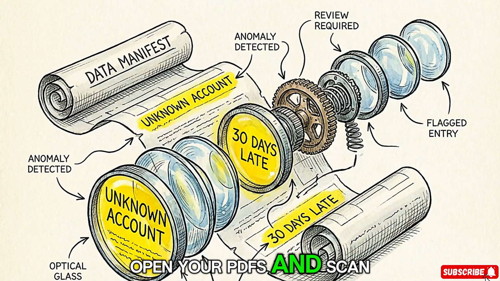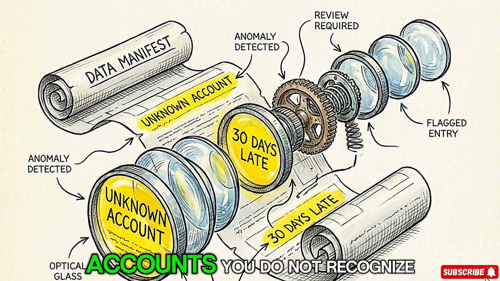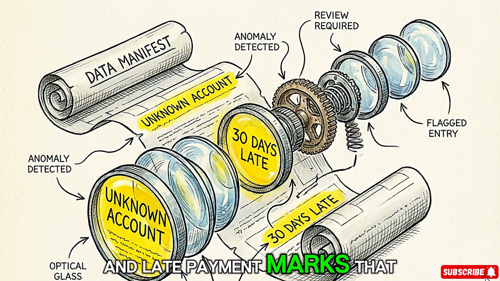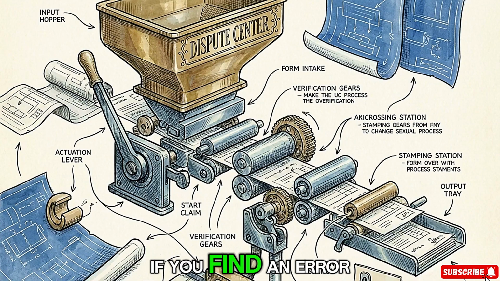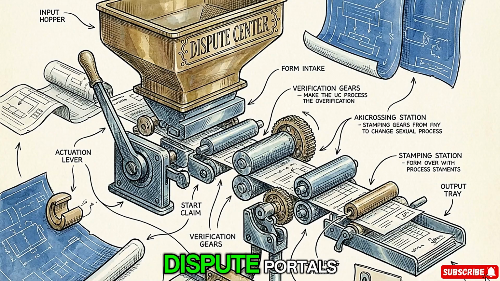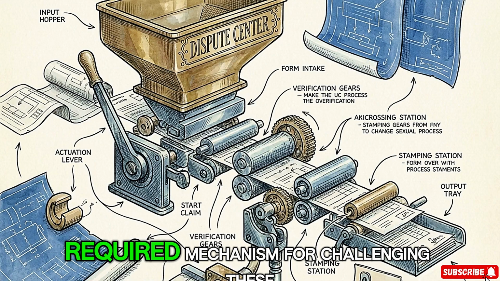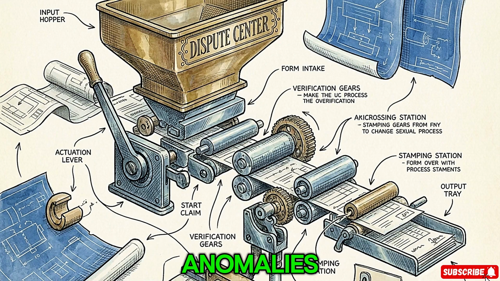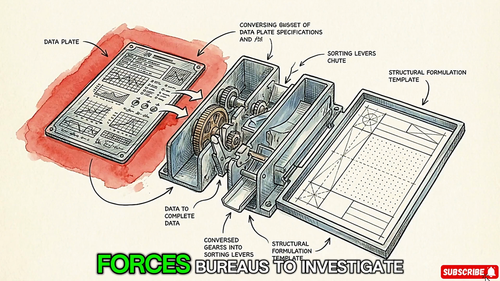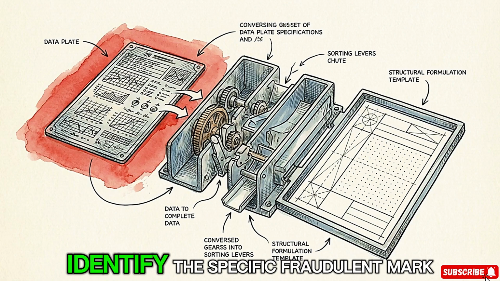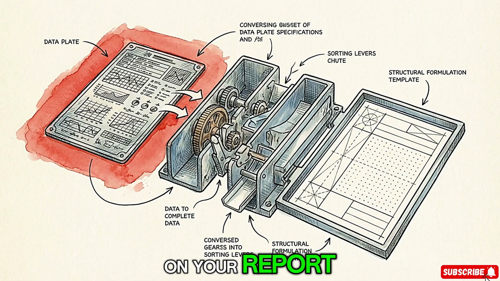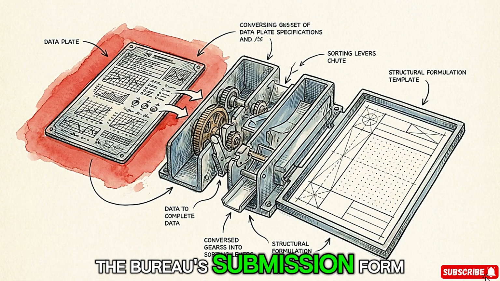Open your PDFs and scan for 2 anomalies: accounts you do not recognize and late payment marks that are erroneous. If you find an error, use the official credit bureau dispute portals. This is the legally required mechanism for challenging these anomalies. Submitting a dispute online forces bureaus to investigate. Identify the specific fraudulent mark on your report and file the claim on the bureau's submission form.